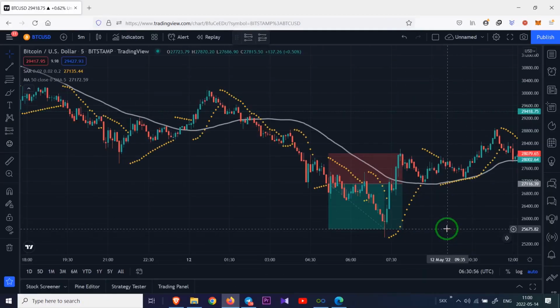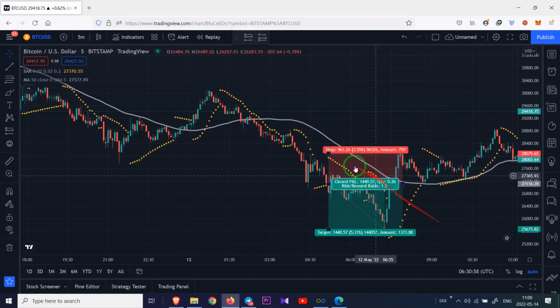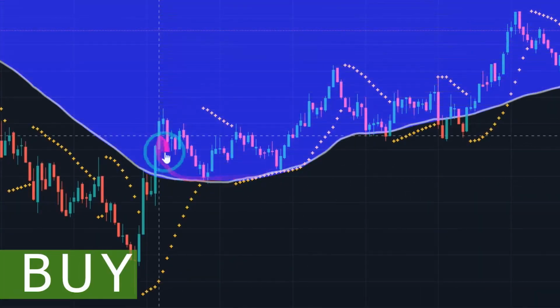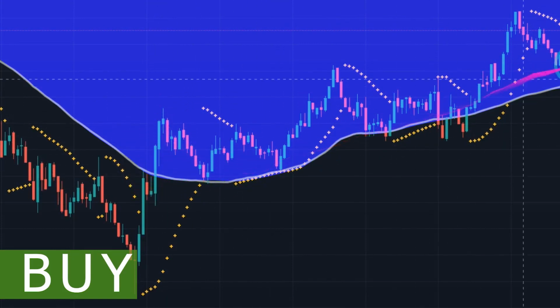That's how easy the trade closes with take profit. But, when do we open a long trade? Here, because the price is above MA50, we are looking for a buy position.